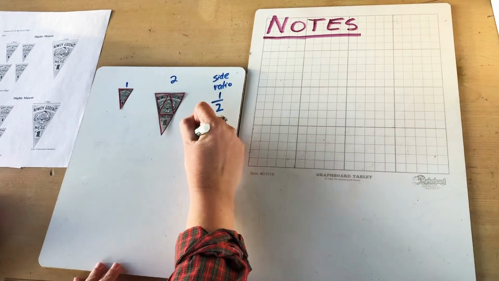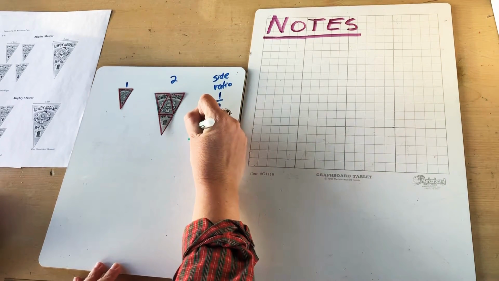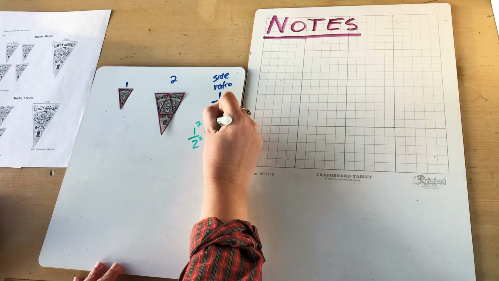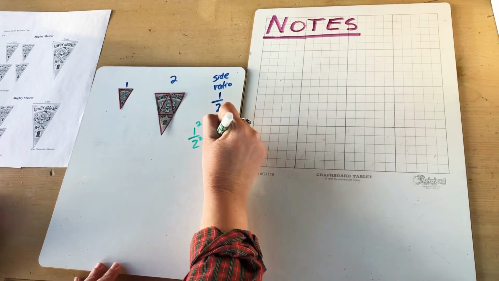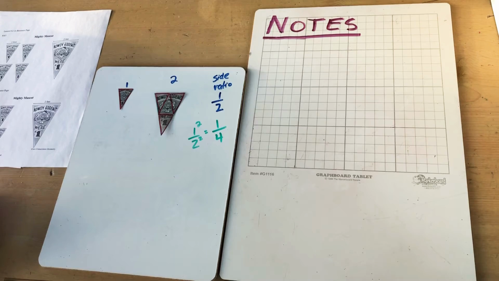So if our ratio is 1 to 2, we now have to square it, and we get 1 squared is 1 and 2 squared is 4. So it's really a 1 to 4 ratio.